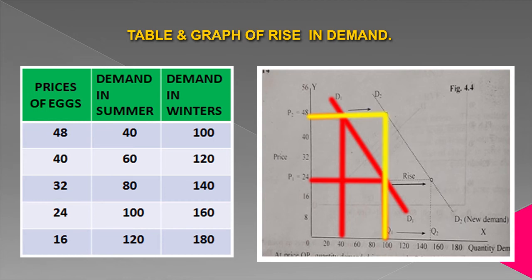At 48, same price, demand increases. Here you can see at 48, demand increases to 100. Now at price 24, previously demand was 100. Now demand increases to 160. When you join these 2 points, you get a curve. That curve indicates rise in demand. Curve moves towards right, and this movement towards the right side is known as rise in demand.